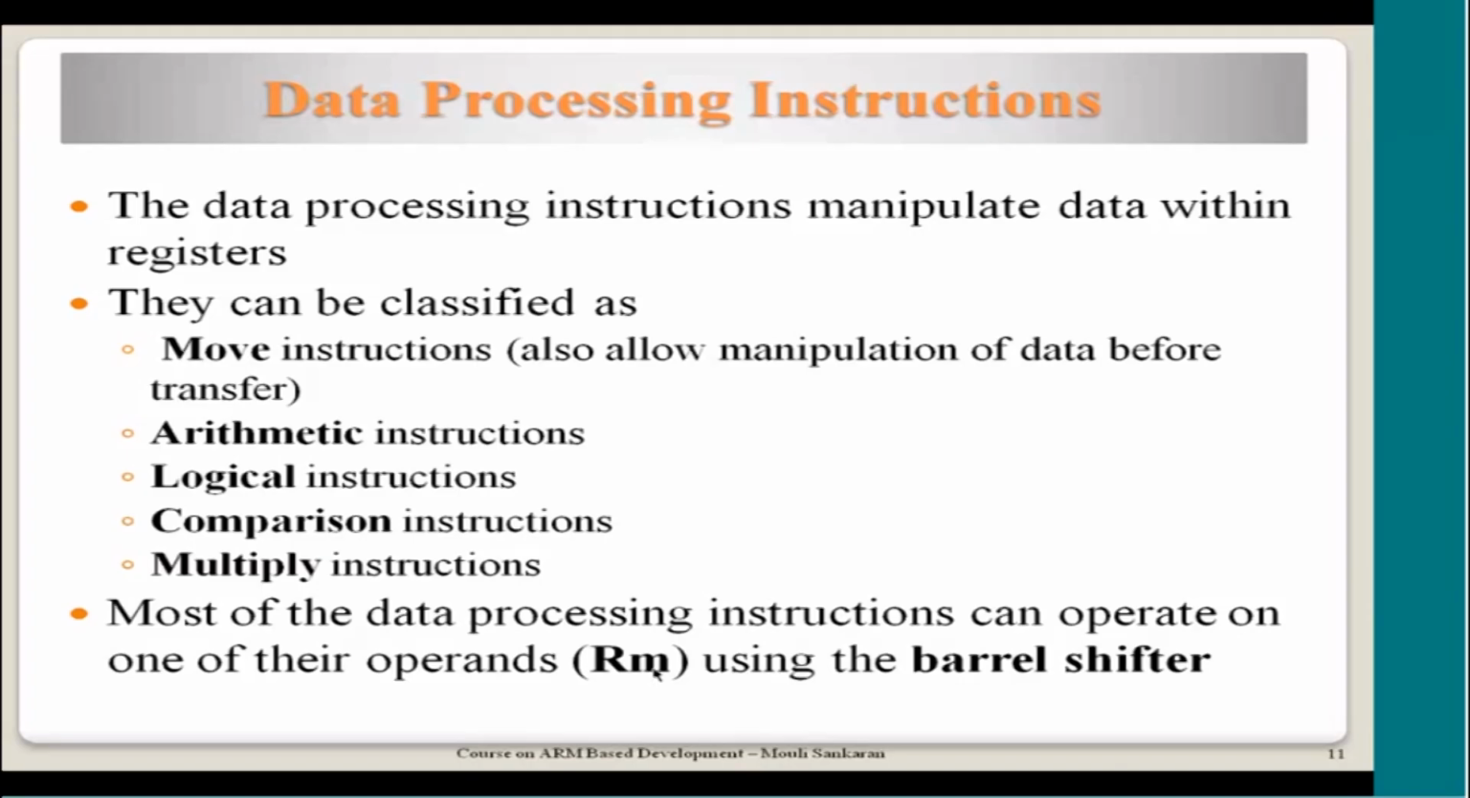Now what is the difference between the 2 operands? The Rn operand directly comes into the ALU, whereas the Rm operand, the second operand, will go to the barrel shifter based on the type of instruction.